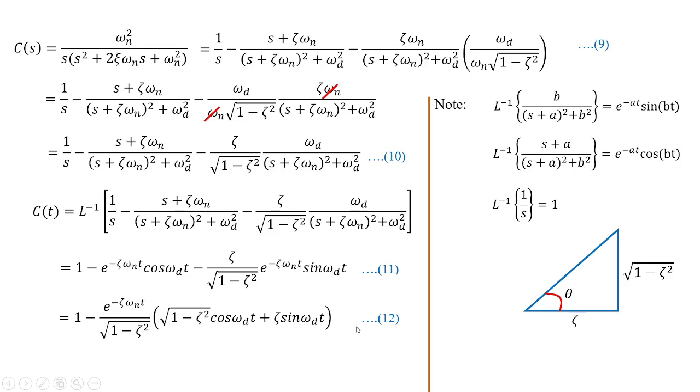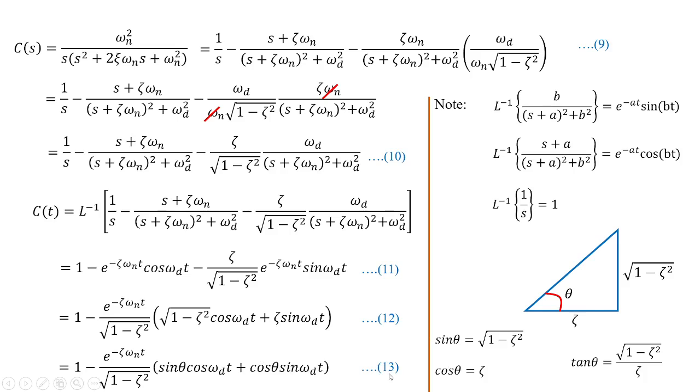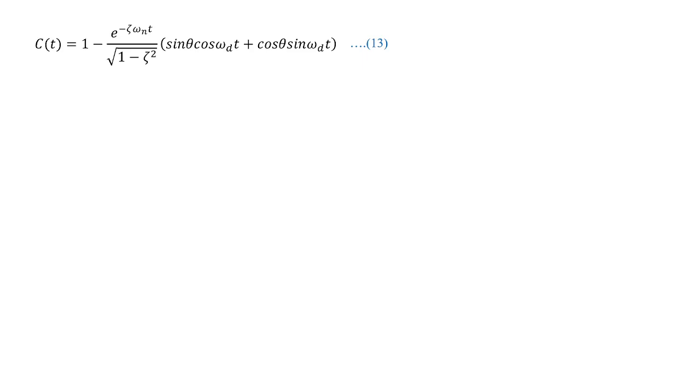Now I can make use of this triangle where I have zeta on the adjacent and under root of 1 minus zeta square as opposite. So with this I can get the values of sine theta and cos theta. Wherever I have this parameter, under root of 1 minus zeta square, I can replace it by sine theta. Similarly, zeta can be replaced by cos theta. So that is what is done in equation 13. I hope you understood how we have framed equations 11, 12 and 13.